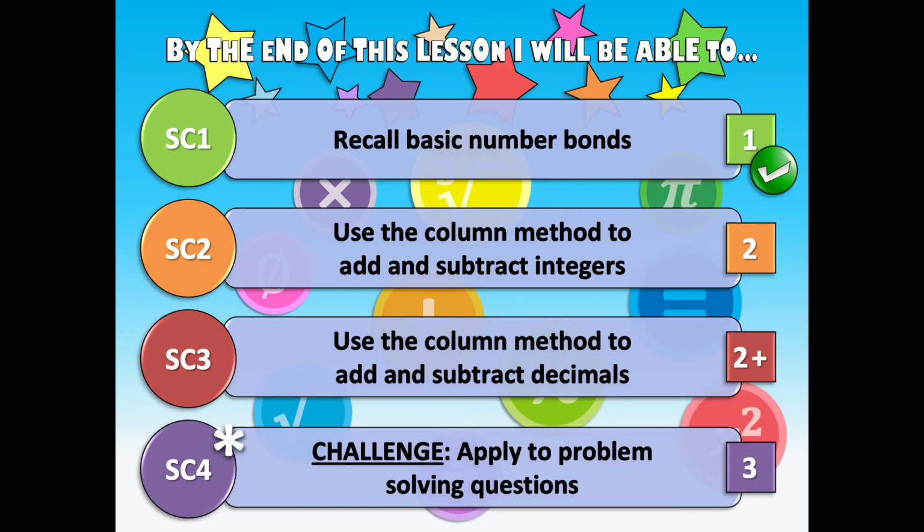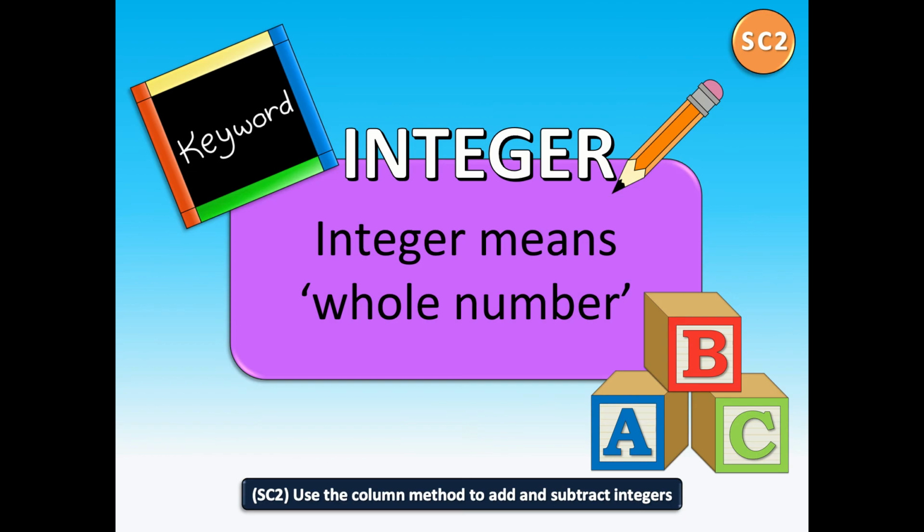And now we've completed success criteria 1. So now we're going to move on to number 2, and this is to use the column method to add and subtract integers. So an integer means a whole number, so it's not a fraction or a decimal.